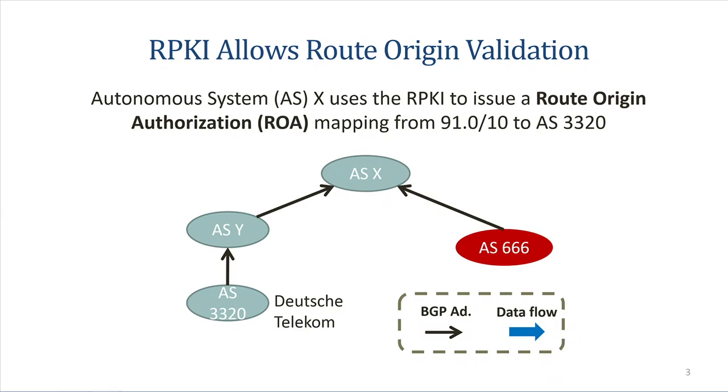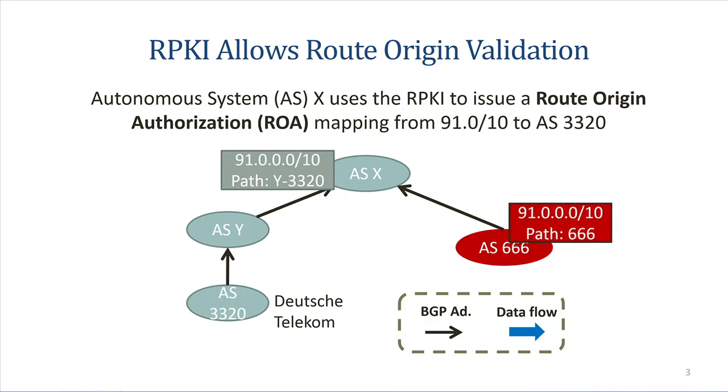So how can RPKI protect against prefix and subprefix hijacks? Well, consider the following scenario. Here we have Deutsche Telekom at AS3320, and Deutsche Telekom has a prefix 91.0/10. They advertise that prefix to their peer at ASY, and ASY relays that advertisement to their own peer at ASX. So now ASX learns a path to reach the IP addresses within that prefix.